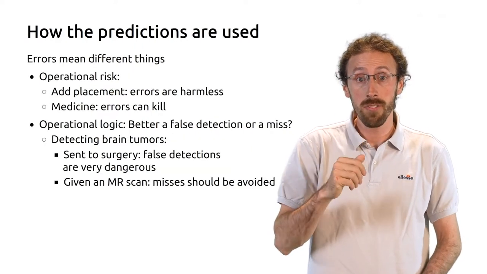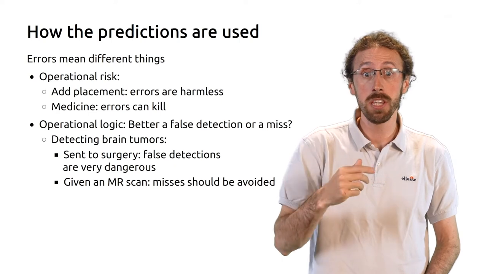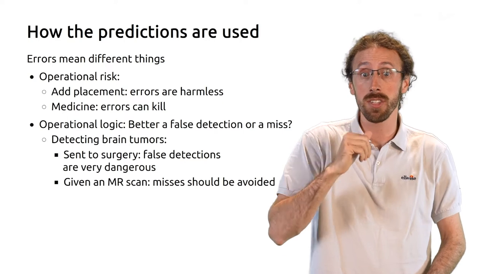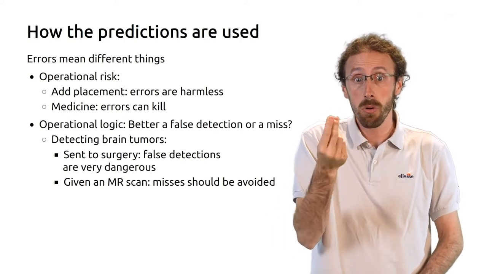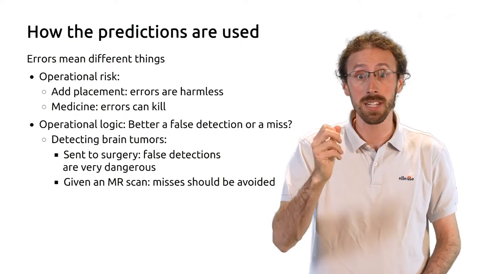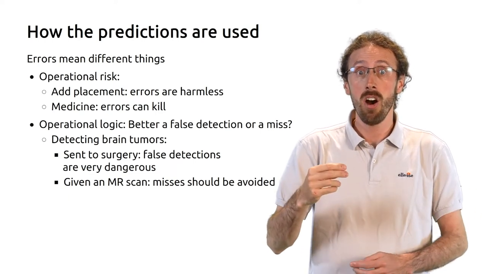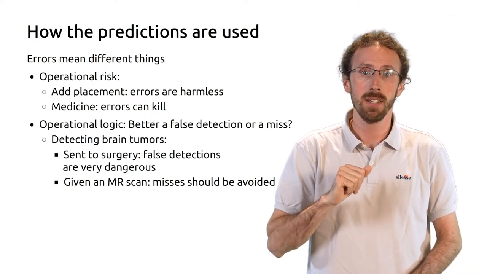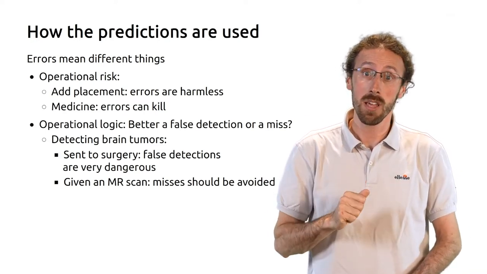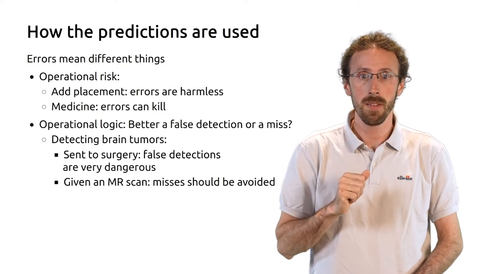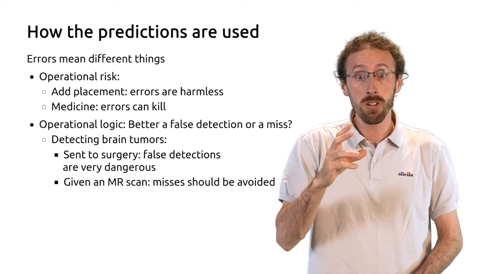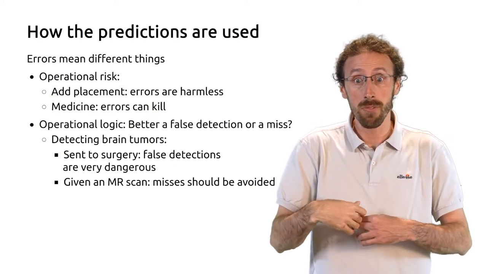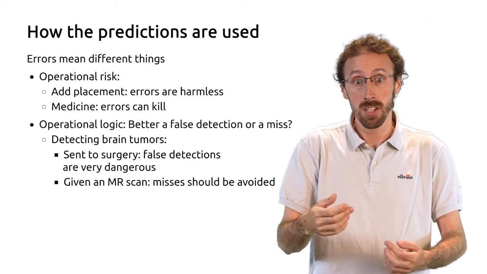One question to ask yourself is, how will the predictions be used? Errors may mean different things in different application contexts. For instance, an important aspect is the operational risk. If you're working on placing advertisement, the errors are rather harmless. But for medical applications, the errors can kill. The operational logic will change whether it is better to have false detections or misses.